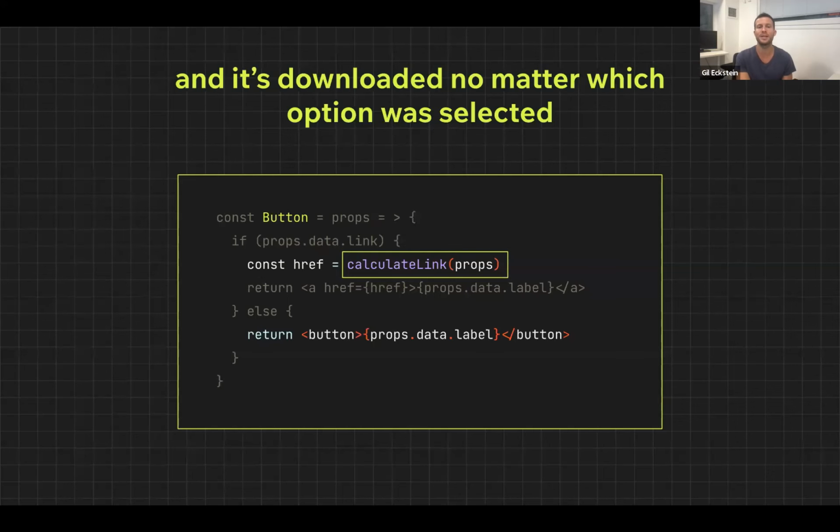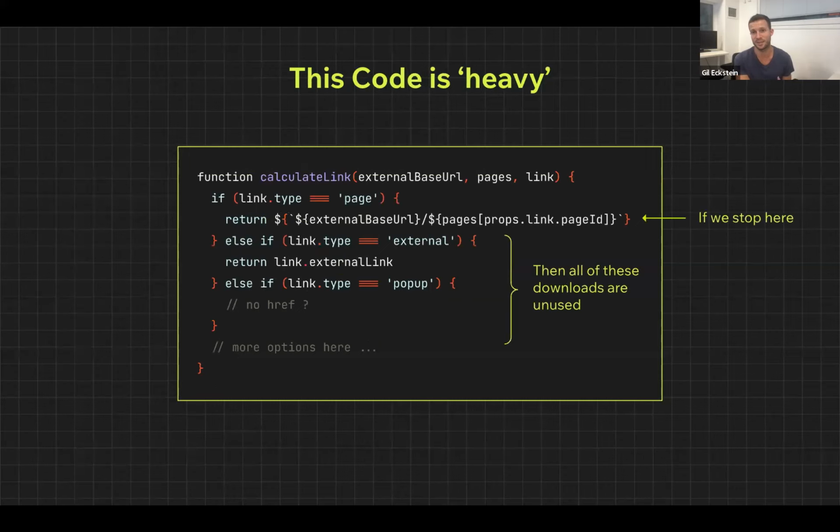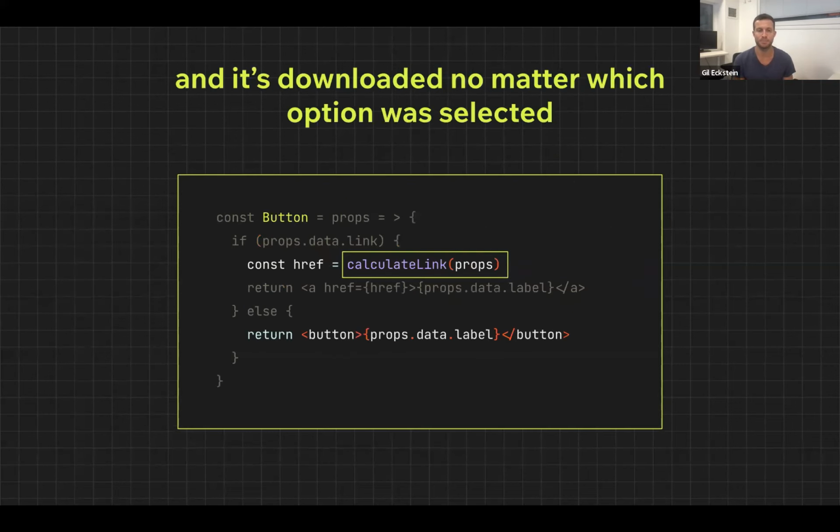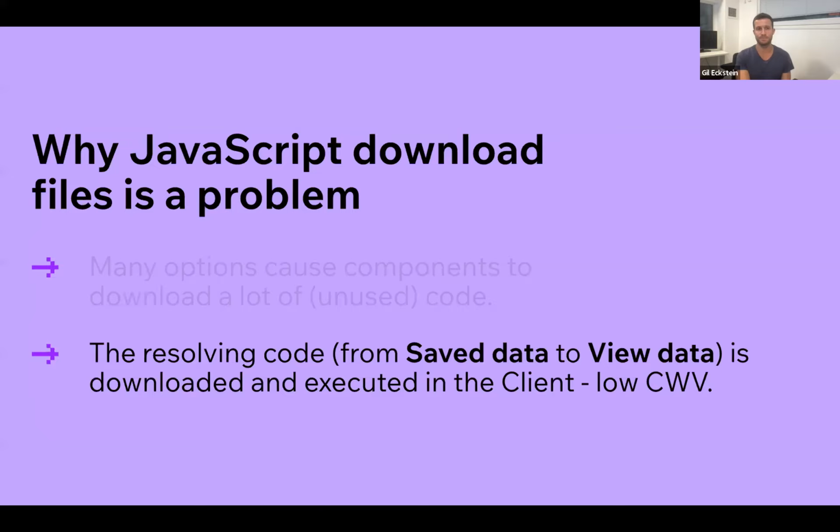Let's look at this code. We mean the actual code that's running. In this example, it seems like not a lot of code, but imagine if we had a big logic that needs to be calculated to the HTML, we would need to download and run a lot of code.